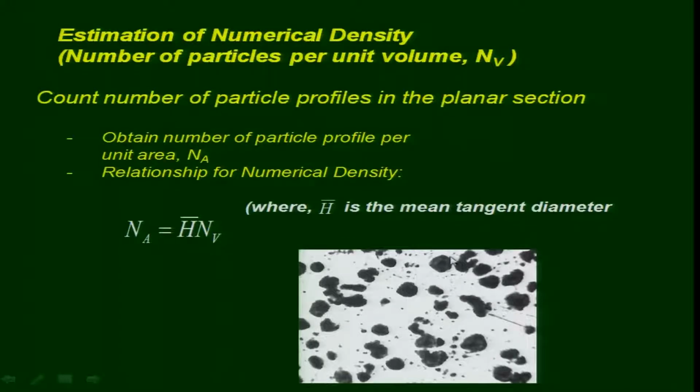So, if we assume that these graphite particles are spherical, almost spherical, then there are techniques for estimating the mean tangent diameter, which will not be discussed here, and then a working relationship can be obtained to get the numerical density of the graphite nodules.